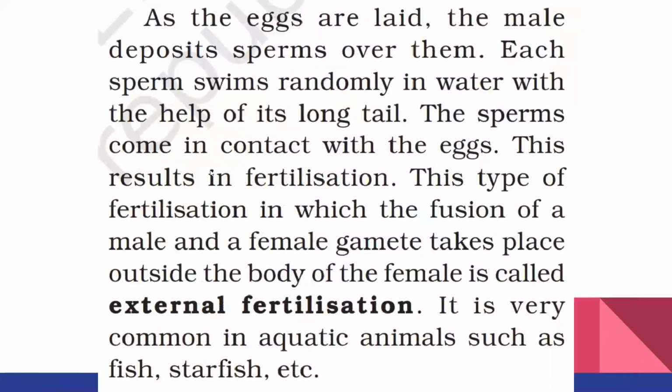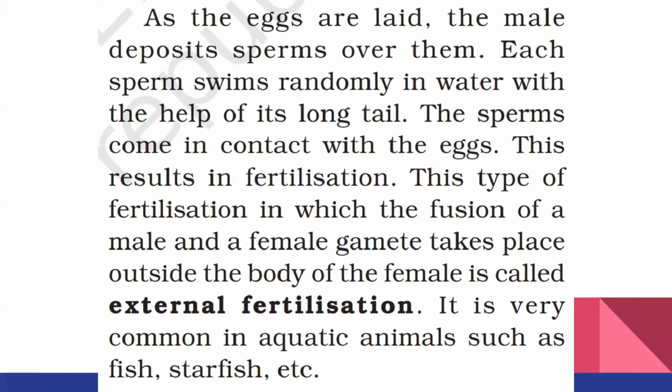Now, as these eggs are laid, the male deposits sperms over them. Each sperm swims randomly in water with the help of its long tail. The sperms come in contact with the eggs. This results in fertilization. This type of fertilization, in which the fusion of male and female gametes takes place outside the body of the female, is called external fertilization, and it is very common in aquatic animals such as fish, starfish, etc.